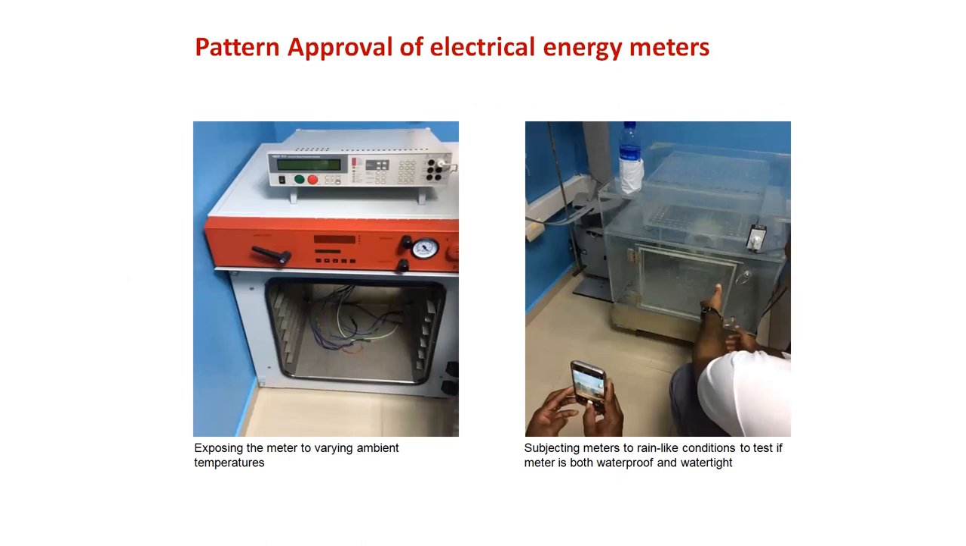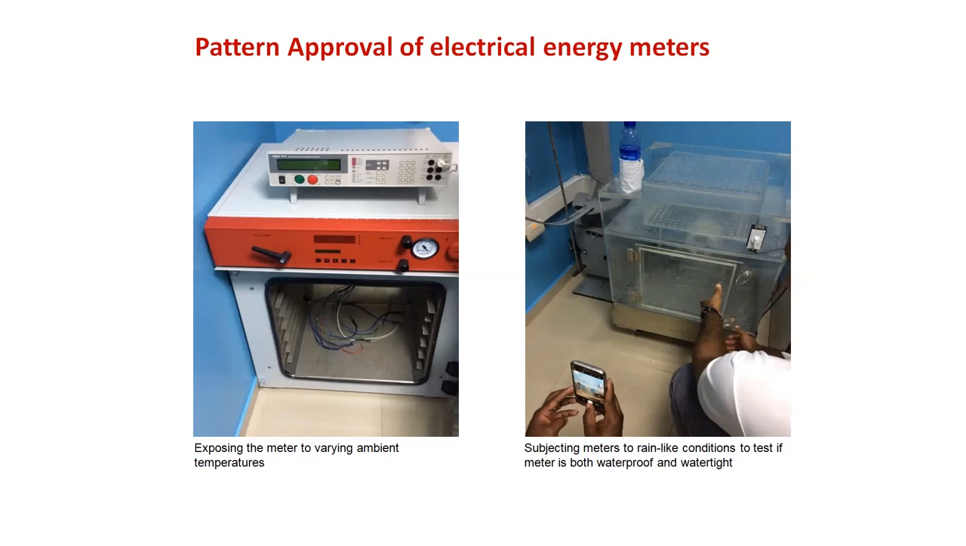One of the tests that the meter would undergo is to expose the meter to varying ambient temperatures. And at the end of each test, the meter again will be tested to see that the meter is not affected in one way or another.